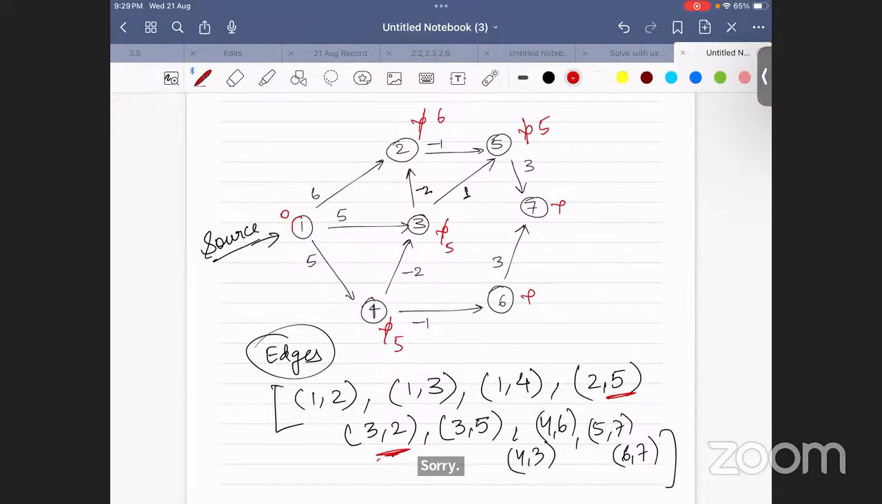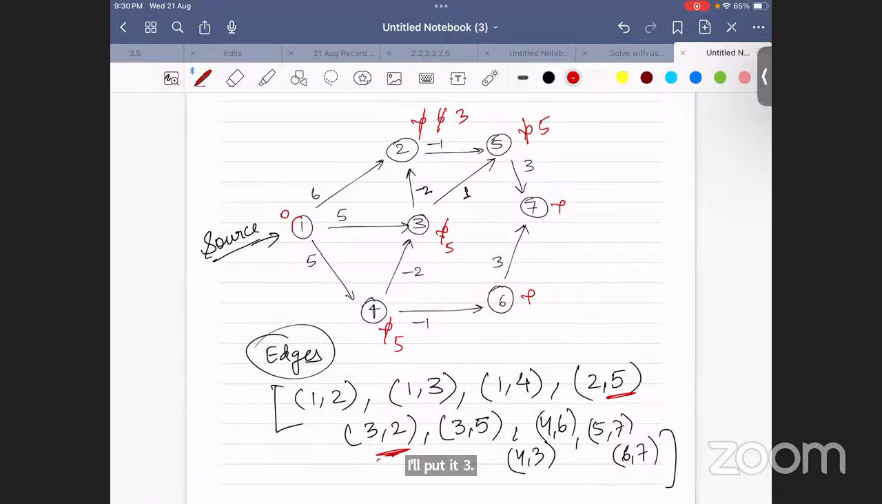3 to 2 now. My 5 is the weight. Minus 2 is what? 5 minus 2 is what? 3. And 3 is better than 6, right? So we'll cut it. I'll put it 3. Now 3 to 5. 3 to 5 is what? 1. So 5 plus 1 is 6.